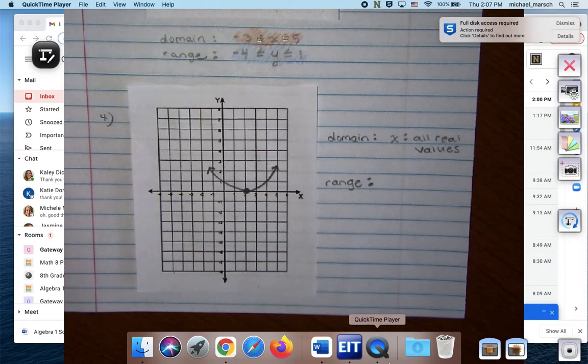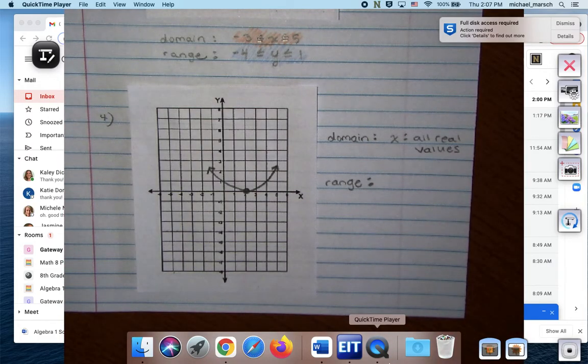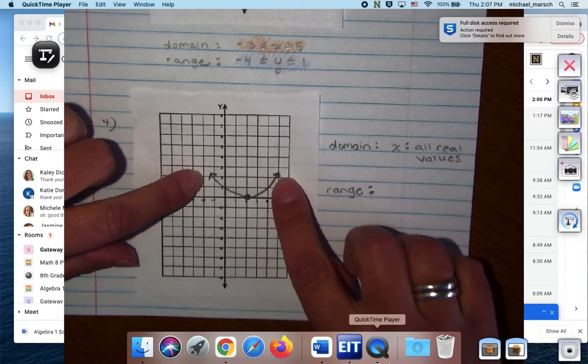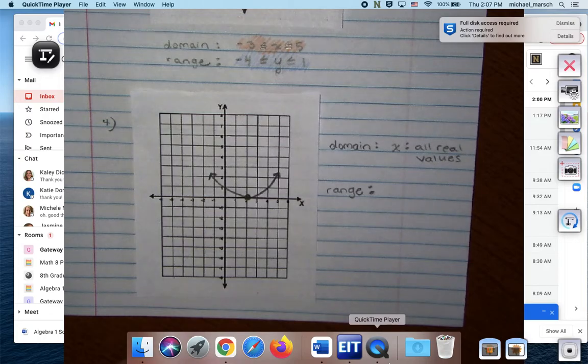All real values. So everything forever and ever from the left to the right is going to be my domain, because of these arrows. That tells me that x can be anything left to right. But y is a little bit different.